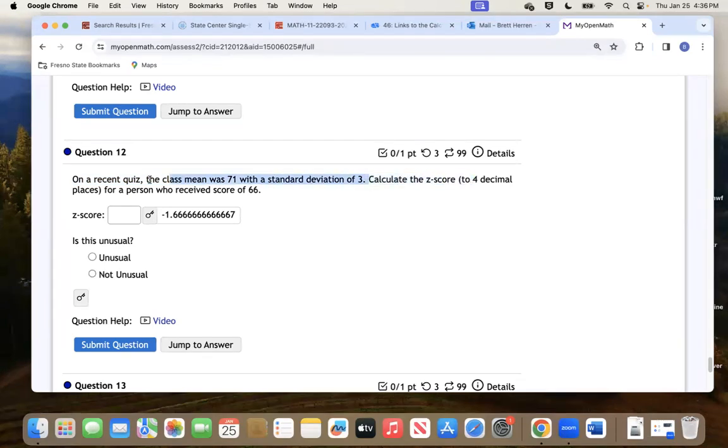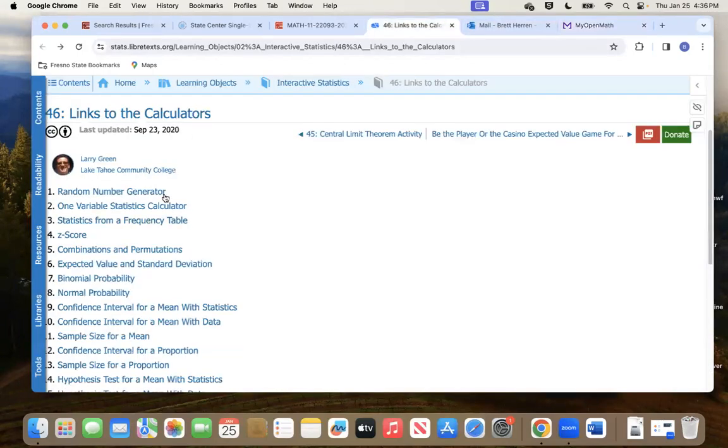Calculate the z-score to 4 decimal places for a person who received a score of 66. There's the answer already. How do we do that? Well, we're going to go to the online calculator. Whoops, let me show you.